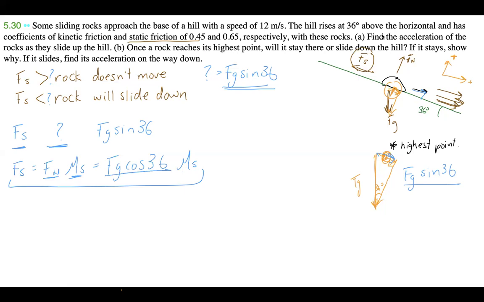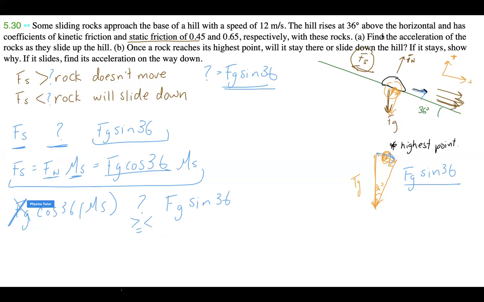And then we're comparing that to Fg sine 36. So now we're comparing Fg cos 36 mu s compared to Fg sine 36. So is it greater this way, are they equal to each other, or is it this sign? We don't know.